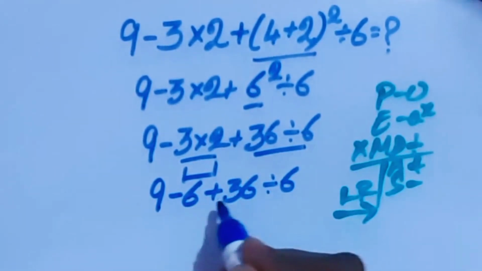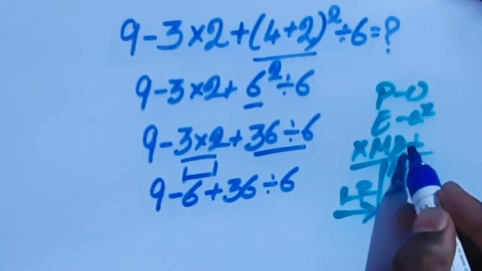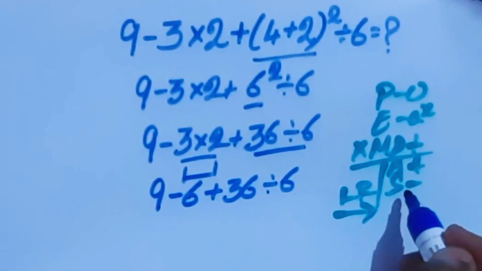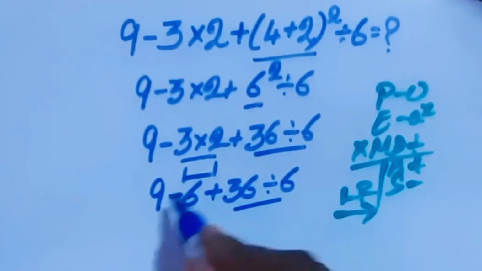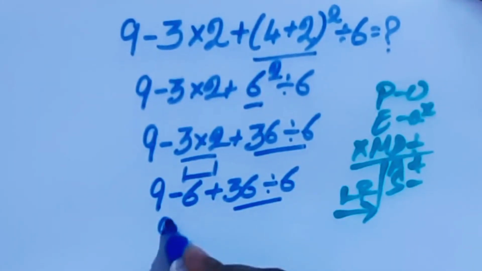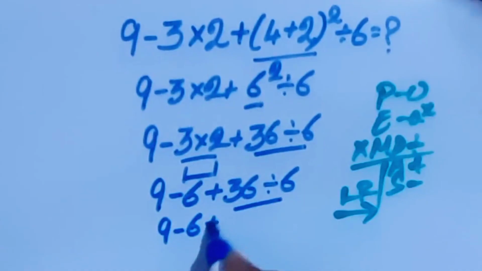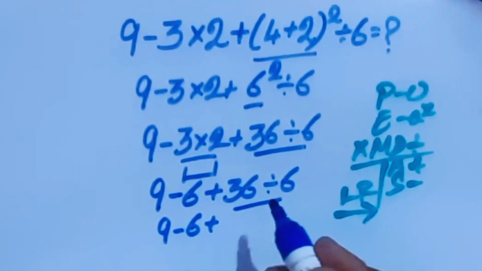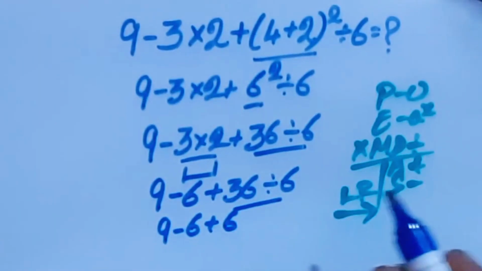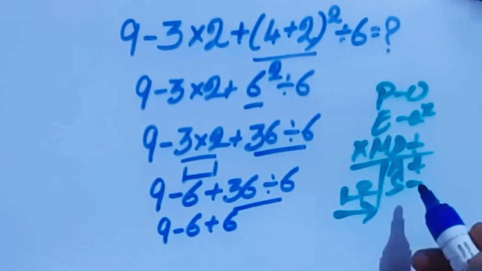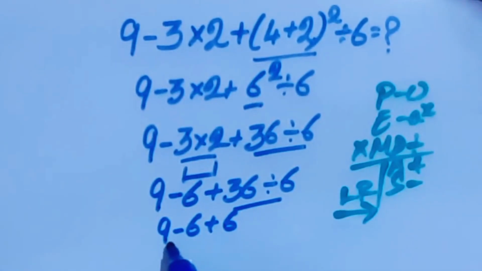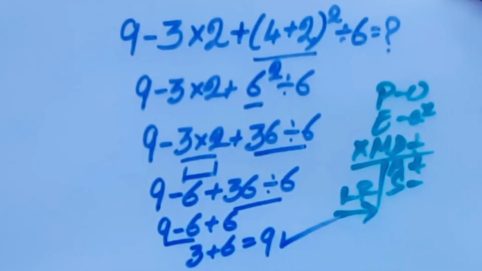Here we have subtraction, addition and division. Here division is higher priority than this subtraction and addition. So we have to do this division before this addition and subtraction. So 9 minus 6 plus here 36 divided by 6 is 6. Here we have addition and subtraction, which are equal priority. For this equal priority, we are going to follow here the left to right rule. Here left to right is this 9 minus 6. Here 9 minus 6 is 3 plus this 6. Here 3 plus 6 is 9, which is the correct answer.